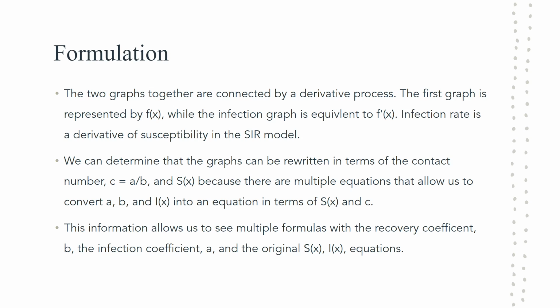This allows us to see the infection rates, and it also allows us to represent how population susceptibility is equivalent to f of x, while the infected population is equal to the derivative of that.